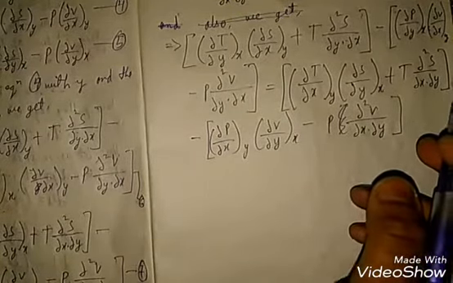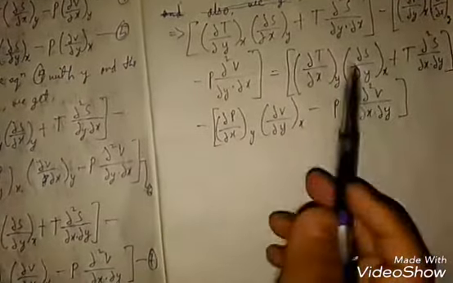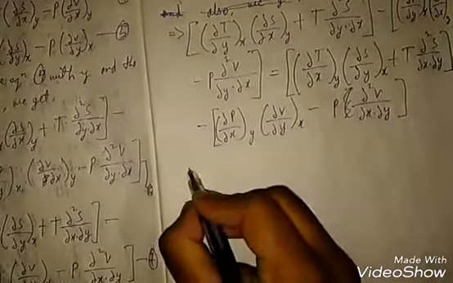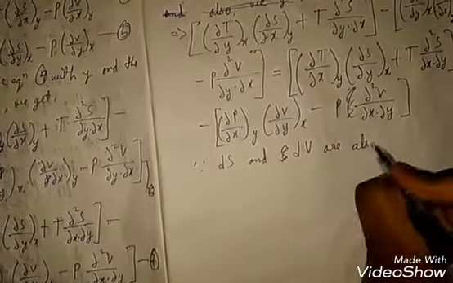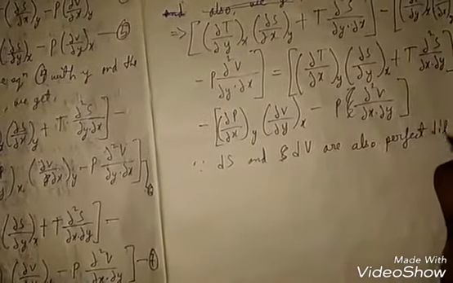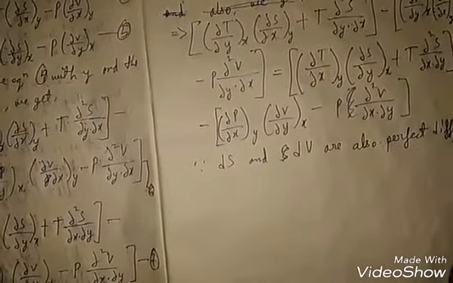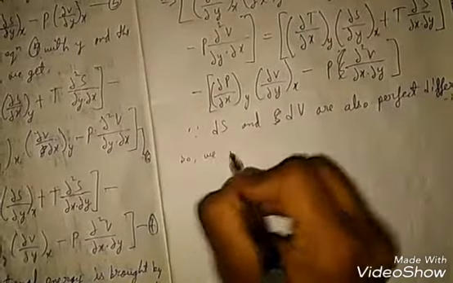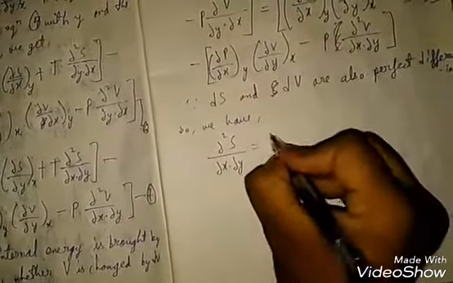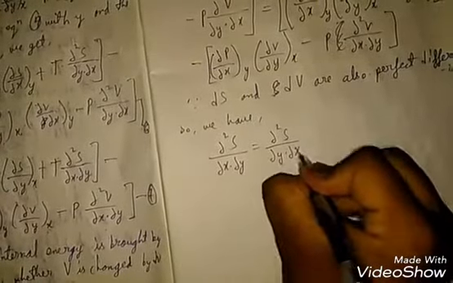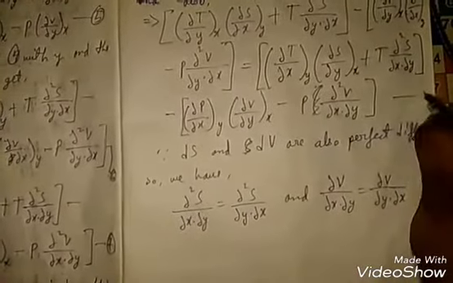Now the next step is that since ds and dv are also perfect differentials, we have del square s by del x into del y is equal to del square s by del y into del x, and also del square v by del x into del y is equal to del square v by del y into del x. Now we give this as equation number 8.